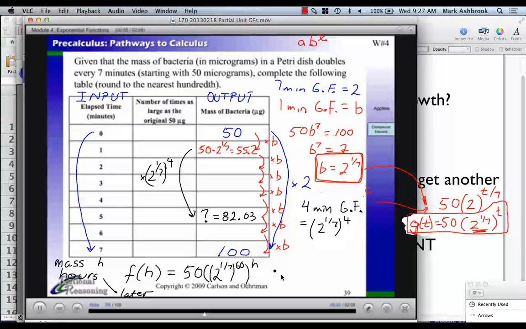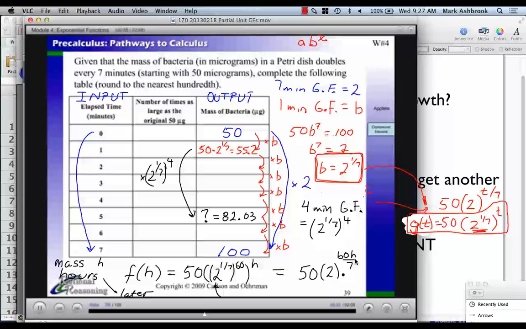Okay, so again, we could rewrite this as 50 times 2, and we could combine all that stuff, 60h/7. But I like this better. Why? Because you can see every growth factor. What's the 2? The 7 minute growth factor. What's 2 to the 1/7? The 1 minute growth factor. What's everything in the parentheses? The 1 hour growth factor. Everything in the parentheses has to match the unit right there. If that's in hours, then that has to be the 1 hour growth factor. And it is.